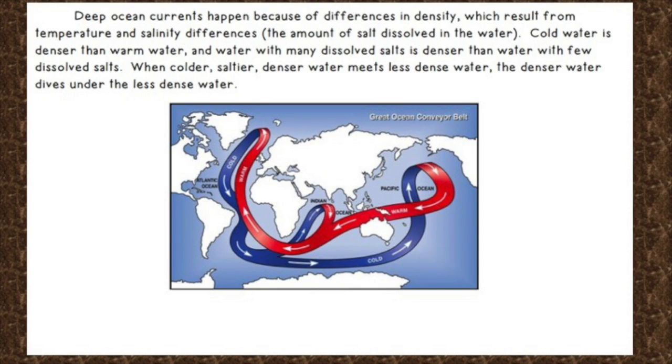Deep ocean currents happen because of differences in density, which result from temperature and salinity differences. Salinity means the amount of salt dissolved in the water. Cold water is denser than warm water, and water with many dissolved salts is denser than water with fewer dissolved salts. When colder, saltier, denser water meets less dense water, the denser water dives under the less dense water.